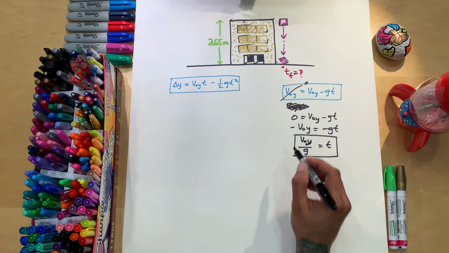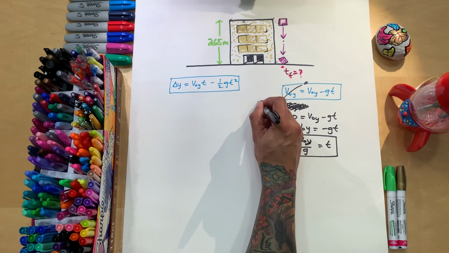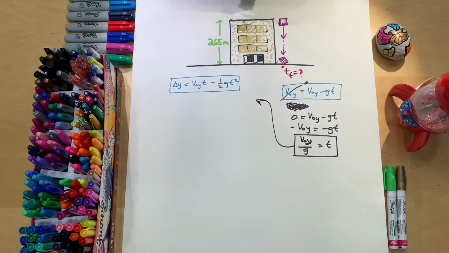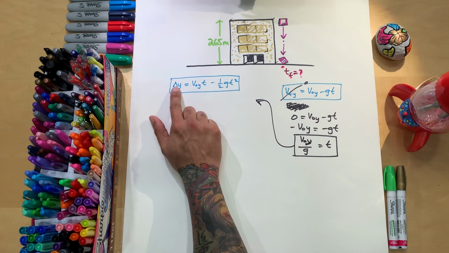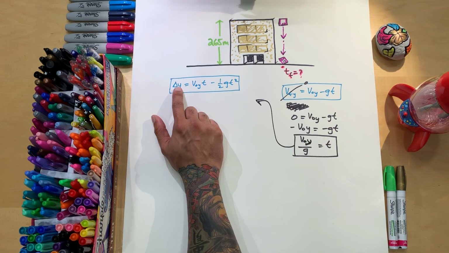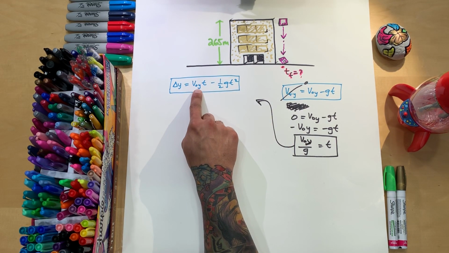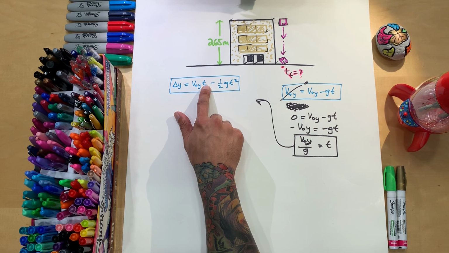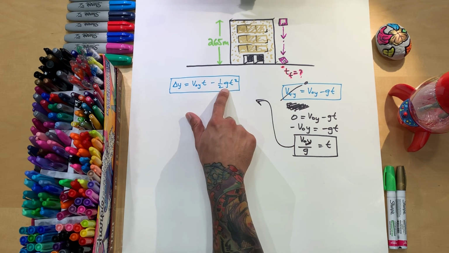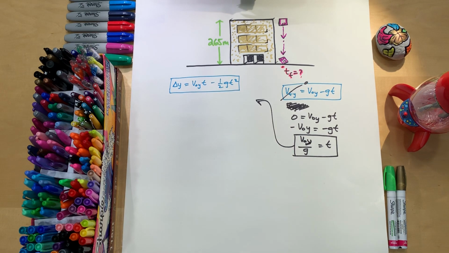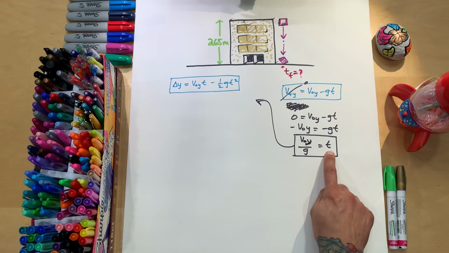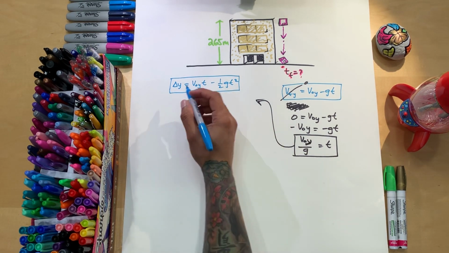So now let's take this and take a look at what we have there. We know this already, right? 265, that's our displacement in the y. Velocity initial y, we don't know. Time, we don't know. Gravity, we know. So let's plug in the value of t into the equation and see what we get.